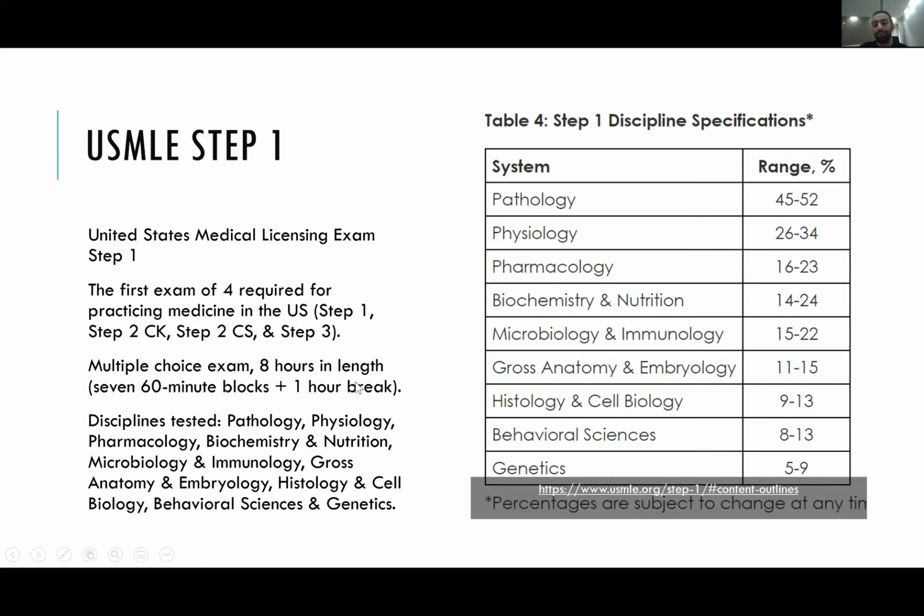The disciplines tested here are basic sciences. It's pathology, physiology, pharmacology, biochemistry and nutrition, microbiology and immunology, gross anatomy and embryology, histology and cell biology, behavioral science and genetics. Regarding the breakdown of subjects, the biggest emphasis is on the big three, the three P's: pathology, physiology, and pharmacology. Pathology is about 50% of the exam.